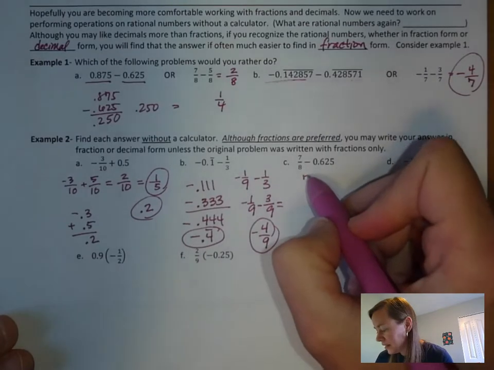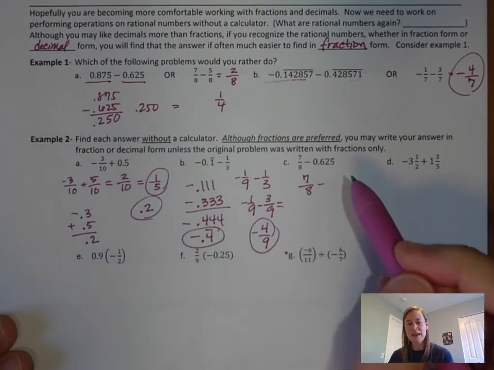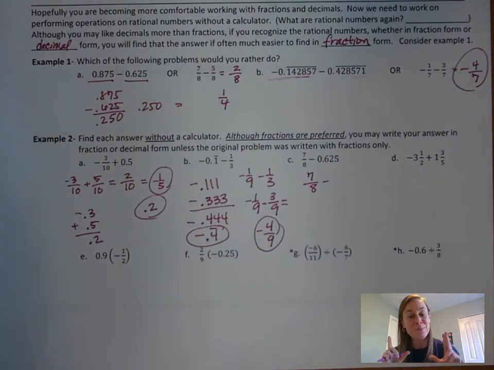All right, you have 7/8 minus, and now we need to turn that into eighths. Give me 1 second while I grab the cheat sheet. I meant our chart here.